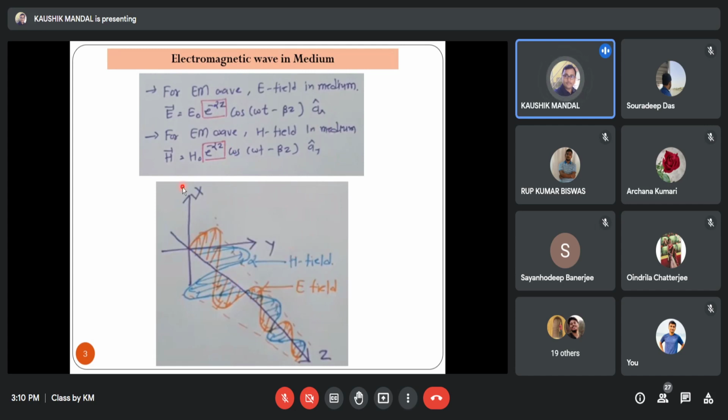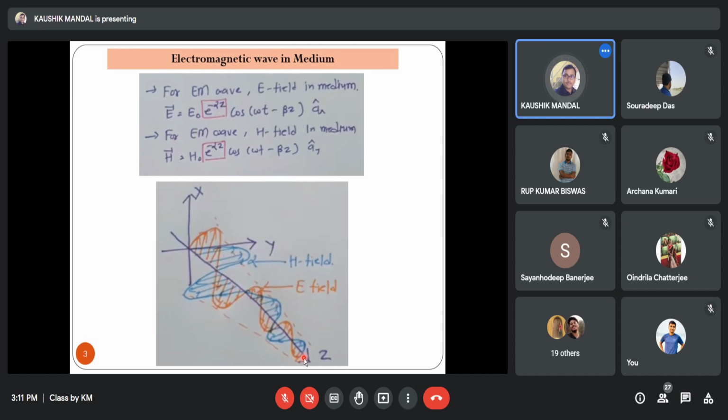Once again, this is the x-axis, this is the y-axis, this is the z-axis, that is the direction of propagation. We are considering the x component of the electric field by this orange plot. Now this electric field, as it is moving towards the positive z direction, is attenuated. Its amplitude is attenuating. Similarly, the y component of the magnetic field, that is along the y-axis, as it is moving towards the positive z direction, its amplitude is decaying or attenuating.